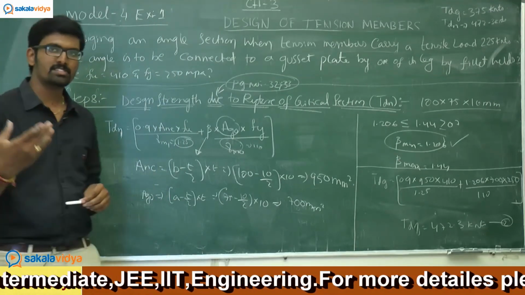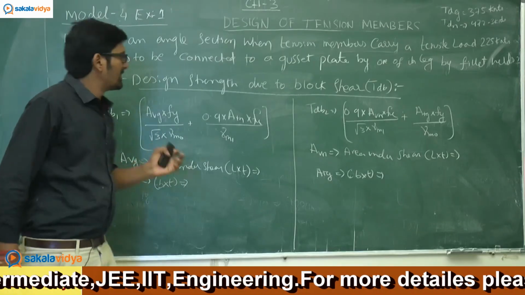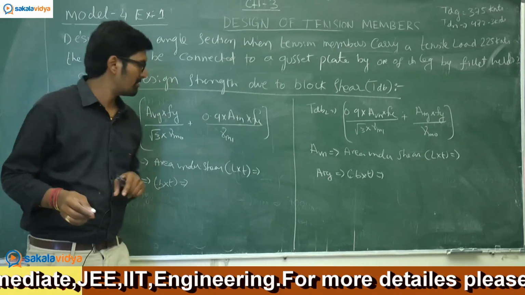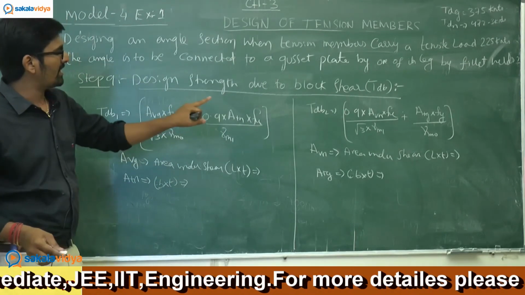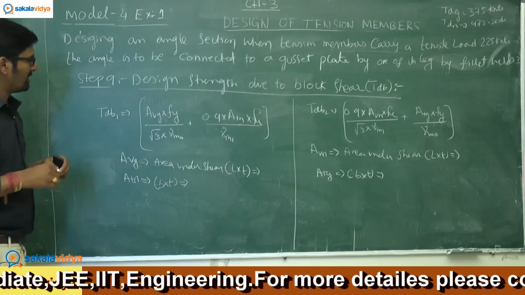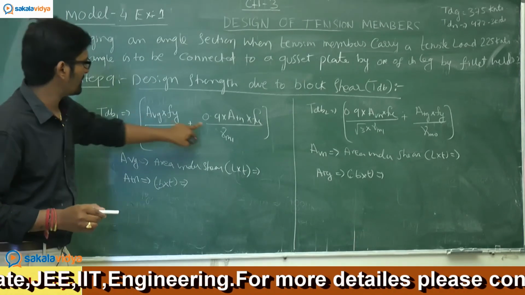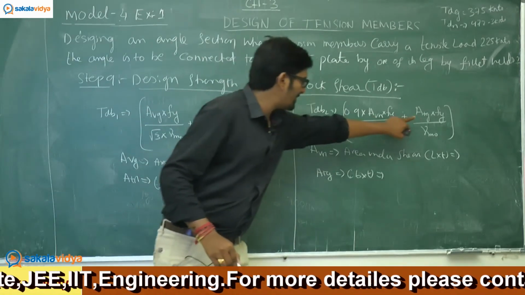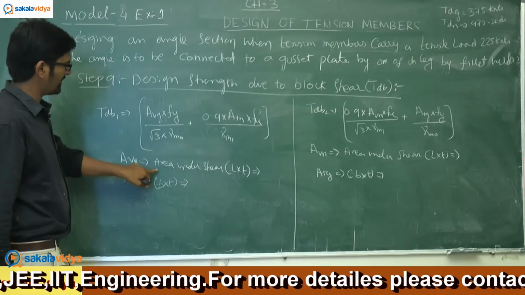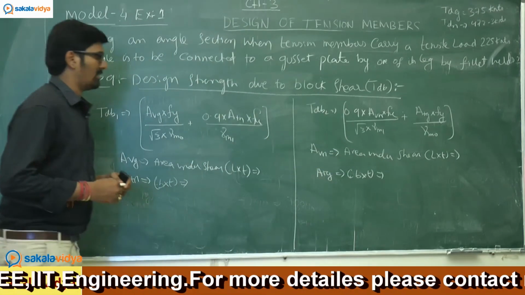Now let us solve design strength due to block shear. Step 9, that is design strength due to block shear. In block shear we have two formulas, one is TDB1 and TDB2. Whichever is smaller among them will be the design strength due to block shear. The both formulas are the same but reciprocal. Here it doesn't have any 0.9, here we have 0.9, here we have 0.9 and here it doesn't have any 0.9. This AVN and this AVG are both the same, that is area under shear. This ATN and this ATG are both the same.